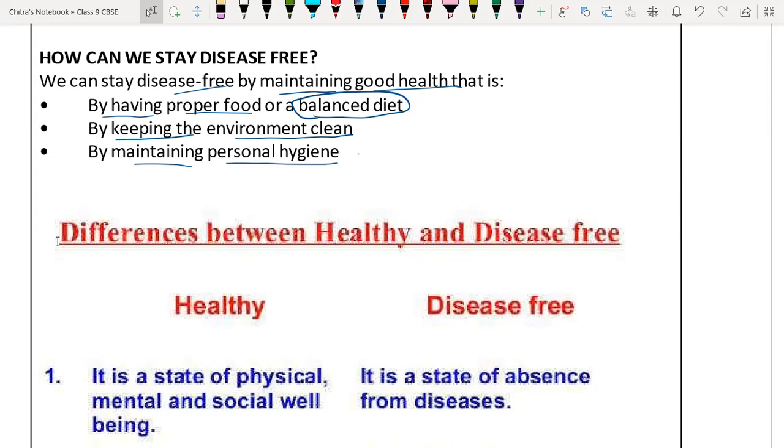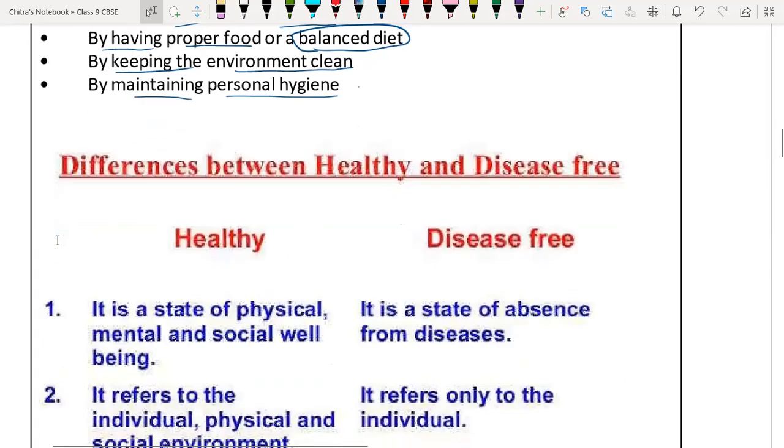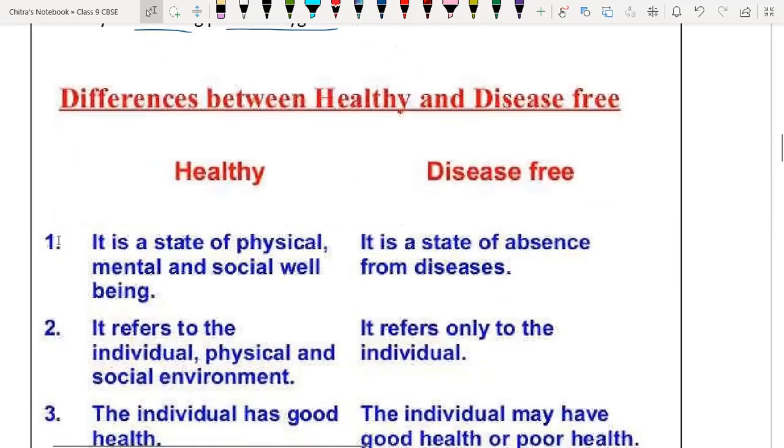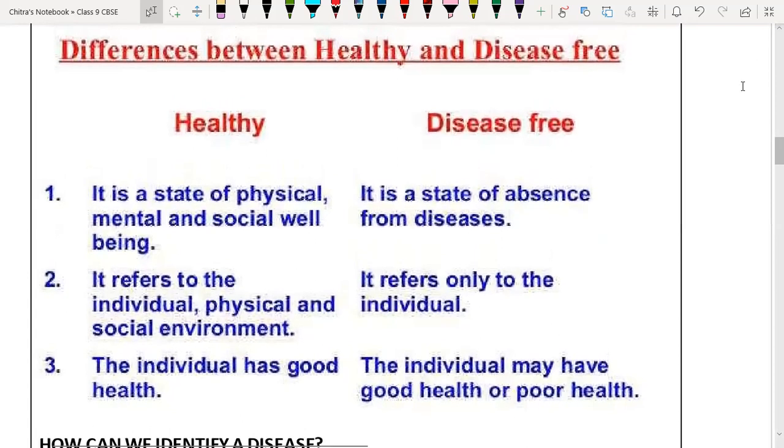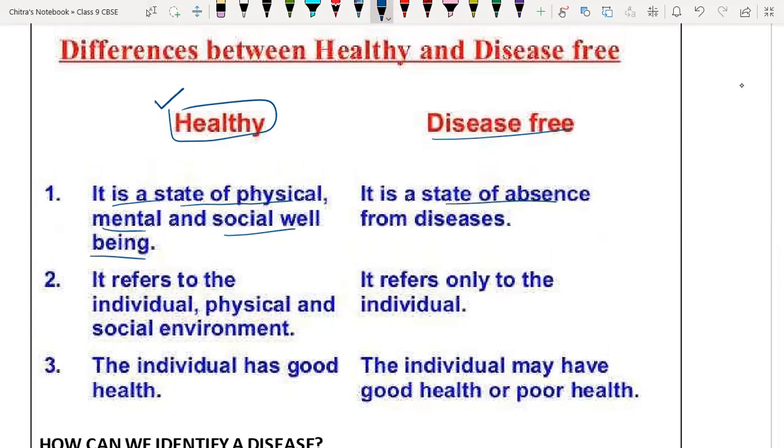Now we have to discuss the meaning of healthy and disease free. These two concepts are related but have a very big difference. Healthy means the state of physical, mental and social well-being of a person. It's called health. And disease free means the state of absence of disease only. It does not include social and mental well-being.